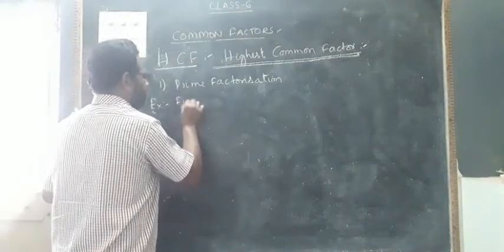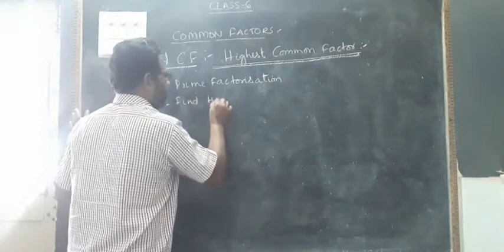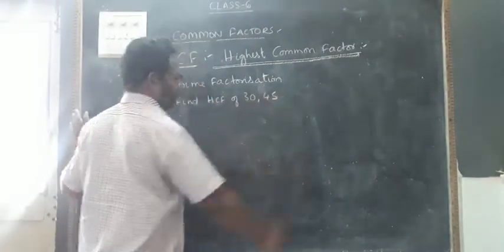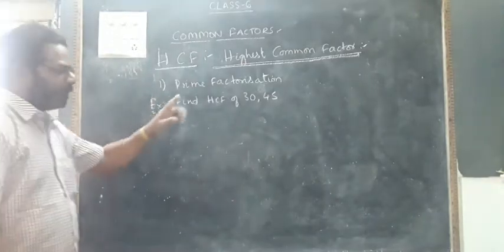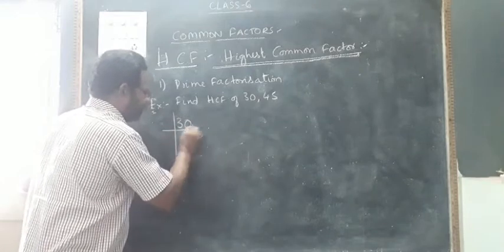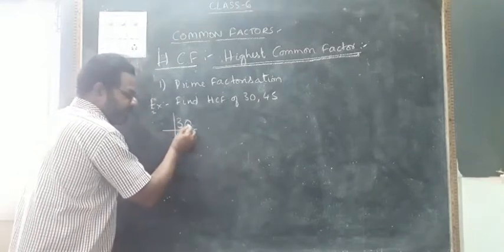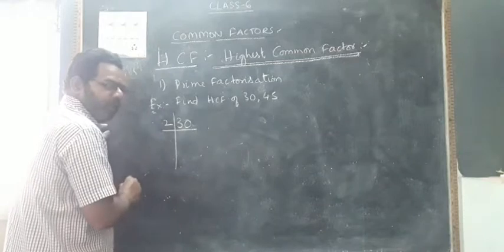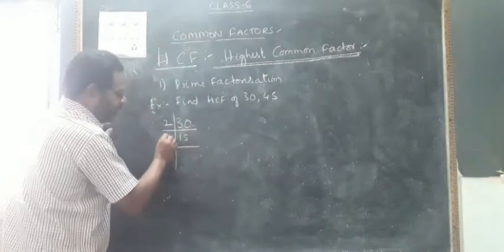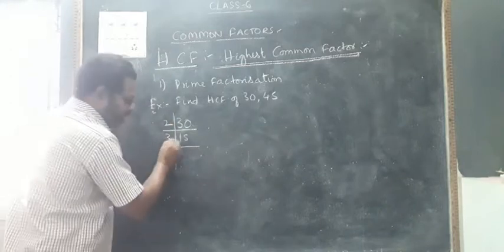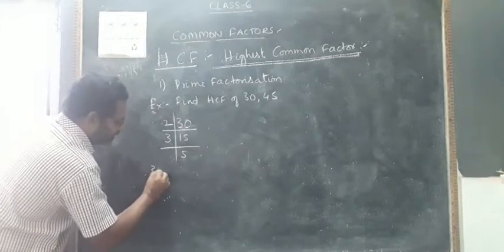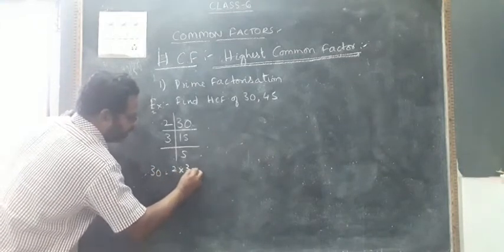The question I am giving you: find the highest common factor of 30 and 45. Two numbers I have given, 30 and 45. First we shall take 30, and find its prime factors. Since it ends in 0, we can divide by 2, which is a prime number. 2 15s are 30. 15 is not divisible by 2, so the next number is 3. 3 5s are 15. So 30 is equal to 2 into 3 into 5.